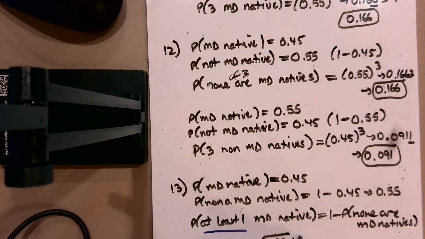Why do we have that formula? Remember, at least one of something and none, they're complementary events. The only way to not have at least one of something is to have none of them.